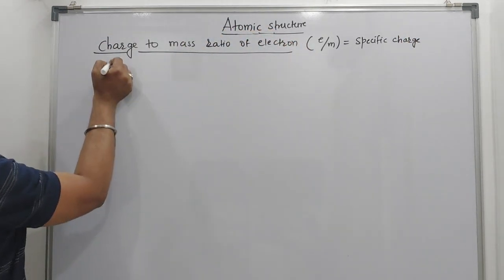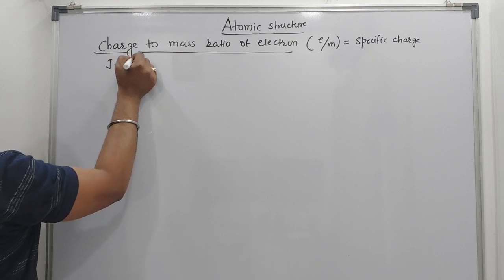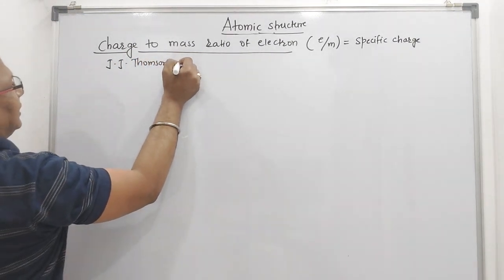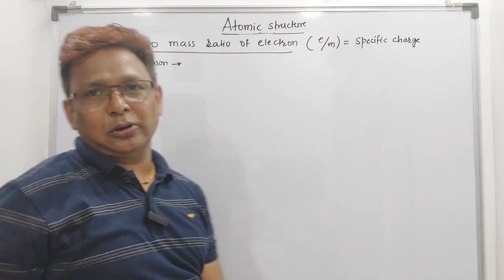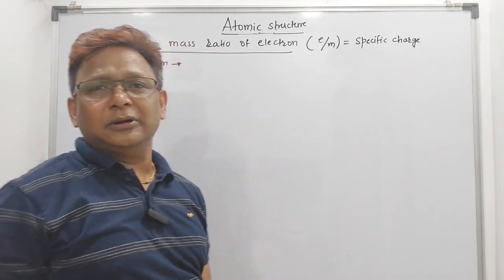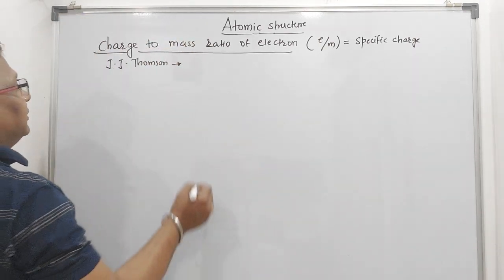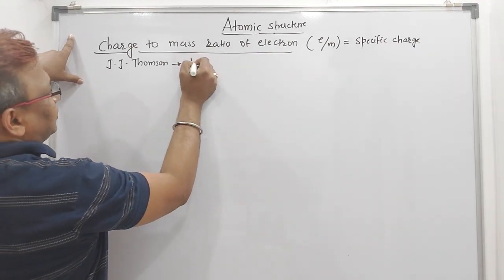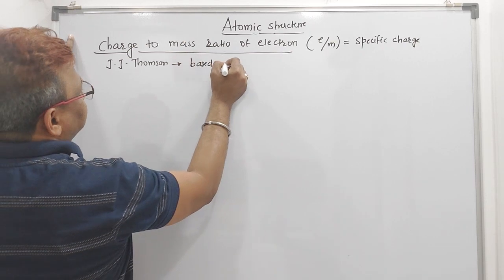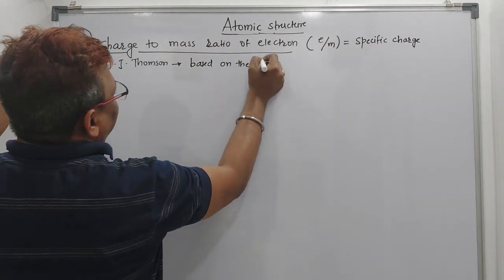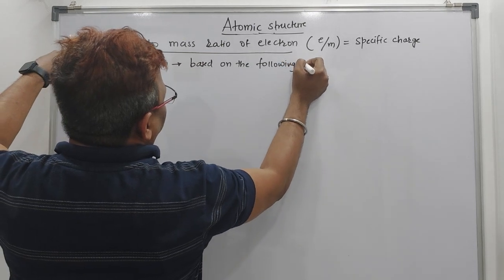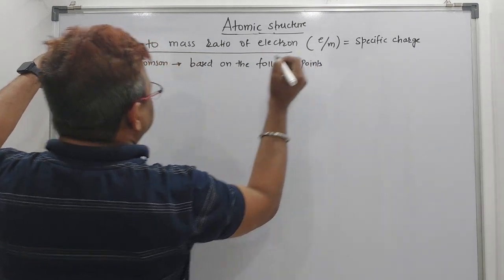J.J. Thomson was able to calculate the e by m ratio of the electron. How was he able to determine the e by m ratio of the electron? It can be determined based on the following points. What are those points?